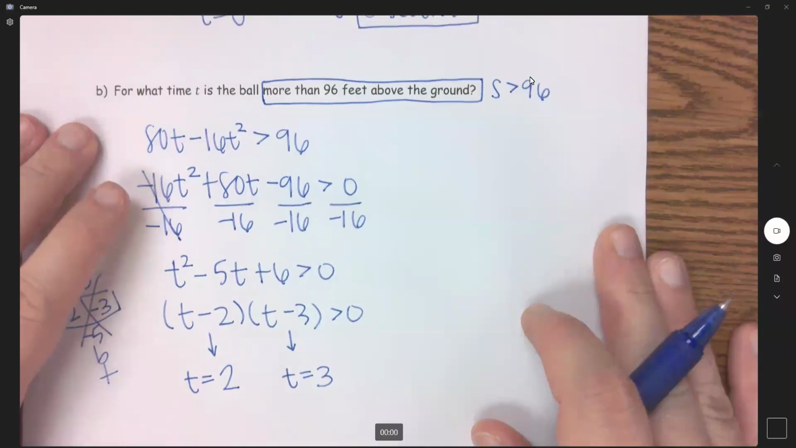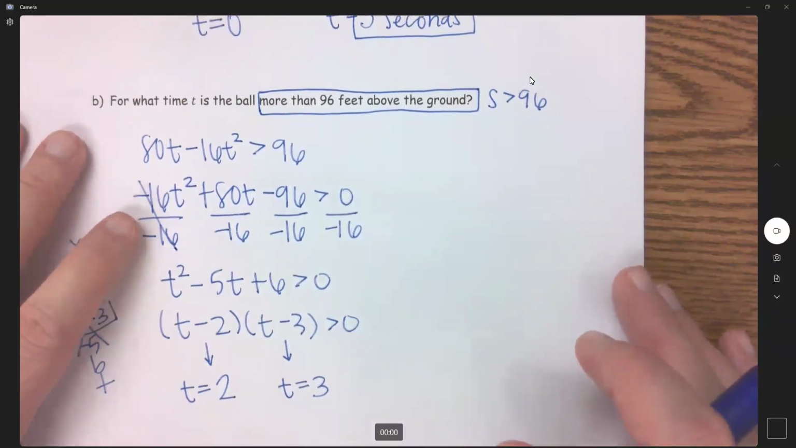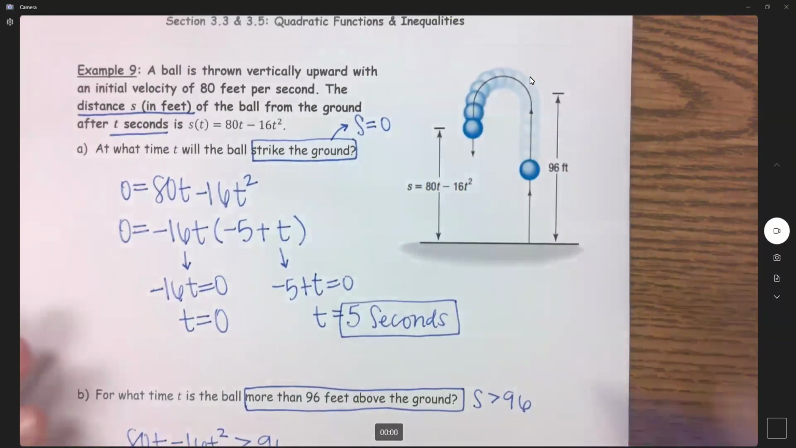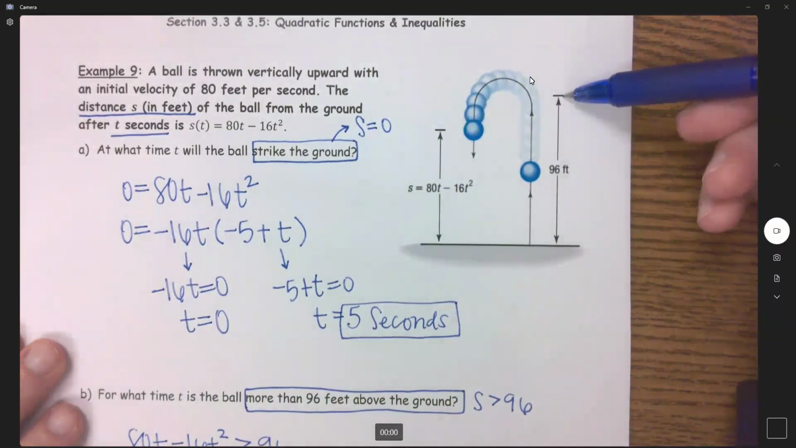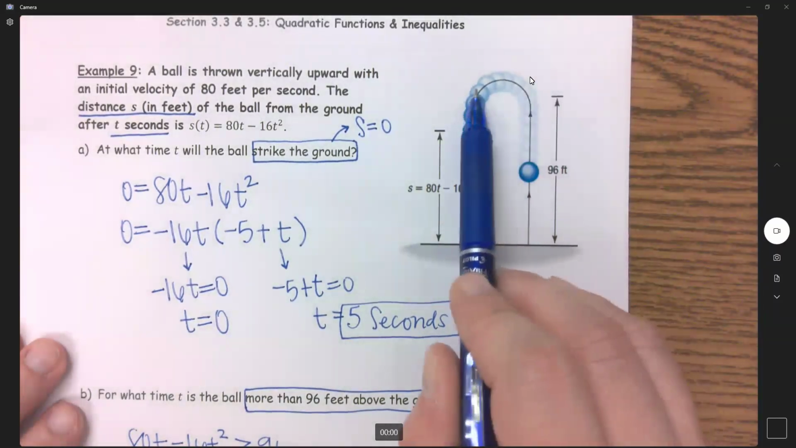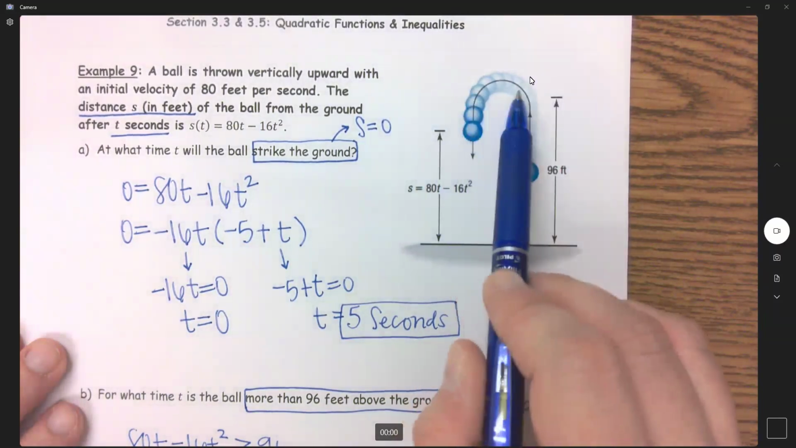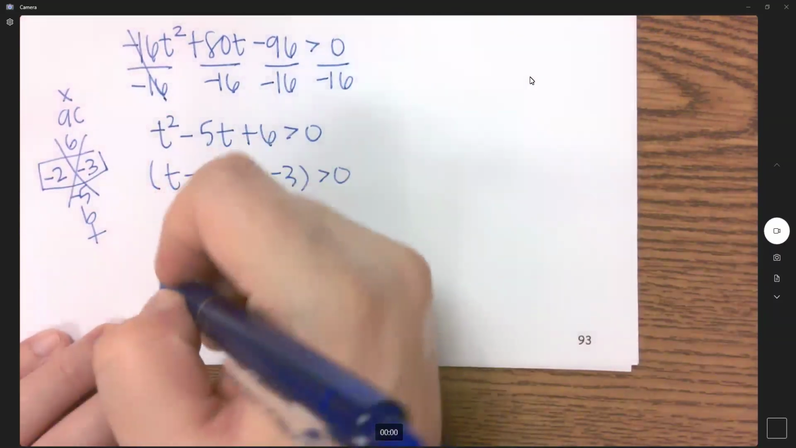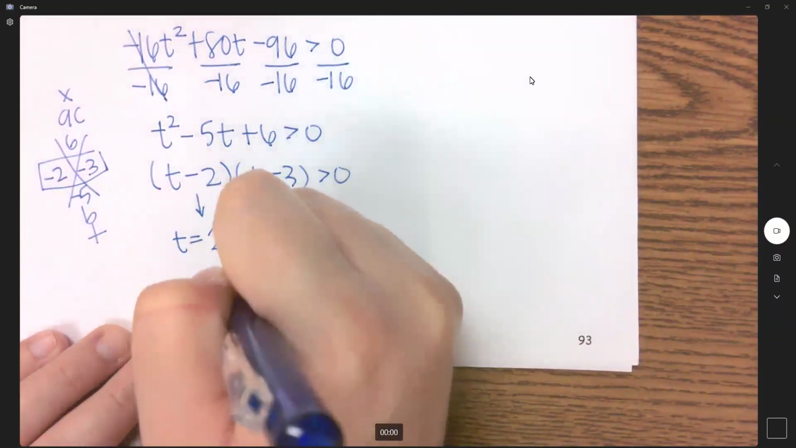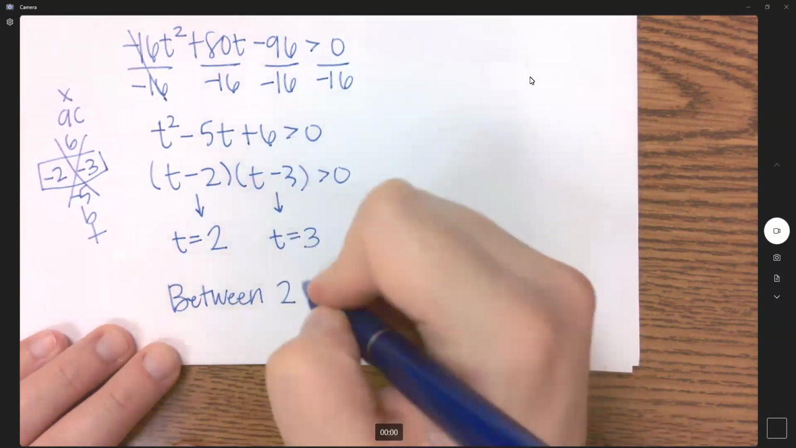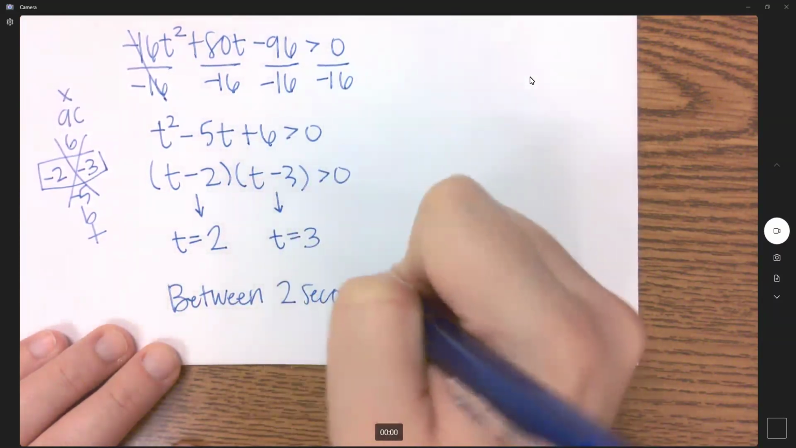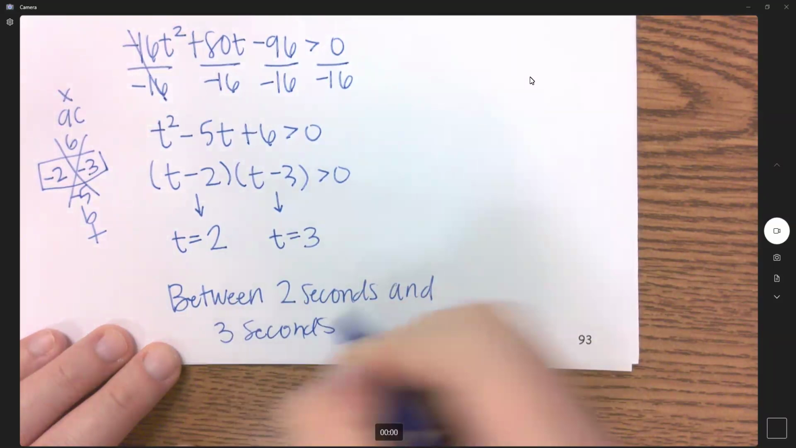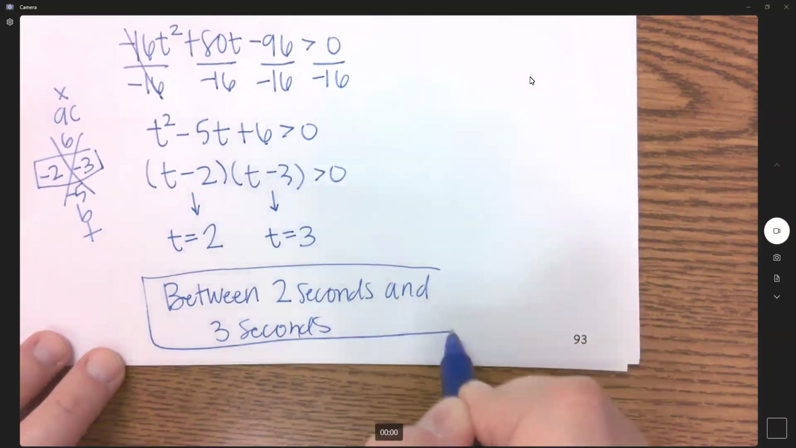Now I've got to go back and answer the question: for what time t is the ball more than 96 feet above the ground? And you can see from this diagram, they show you that 96 feet. So that's not the highest it goes. And so there's some part that's more than, and that's what we just found, between 2 seconds and 3 seconds. It is more than 96 feet above the ground.